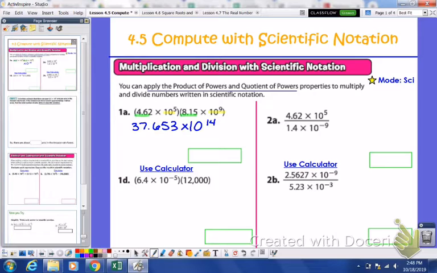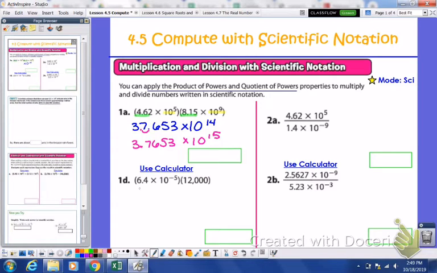However, we know that our decimal place must be after our first non-zero digit. So we need to move it from after the 7 to after the 3. And since we're talking about a large number, if we moved it once, we need to raise this by 1, so times 10 to the 15th. So 3.7653 times 10 to the 15th.